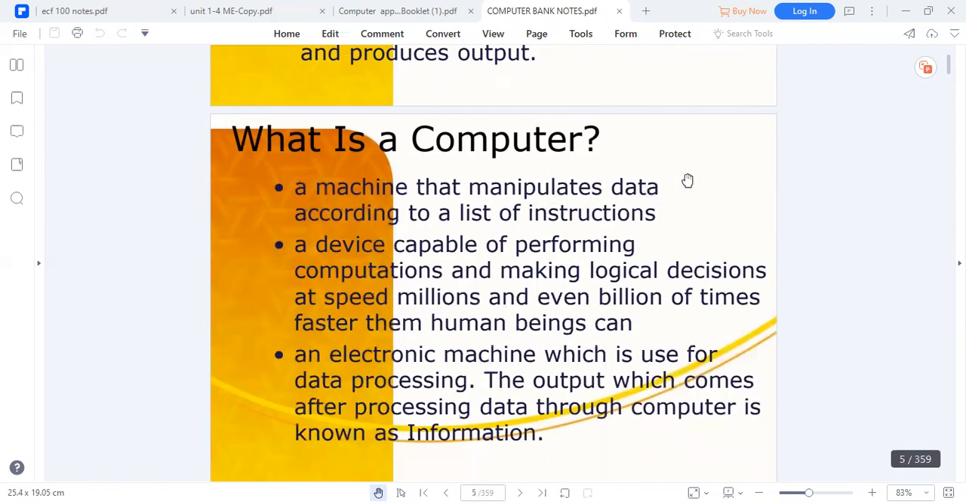A computer is a machine that manipulates data according to the list of instructions it is given. This device is capable of transforming computations into logical decisions at huge speeds. It is an electronic machine used for data processing, and the output which comes out after data has been processed is called information. Data in its scattered form, without any tangible meaning, is just a set of facts. But once it is processed into meaningful information that can be used for decision making, we call it information.